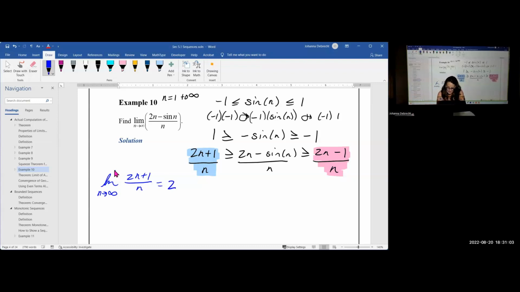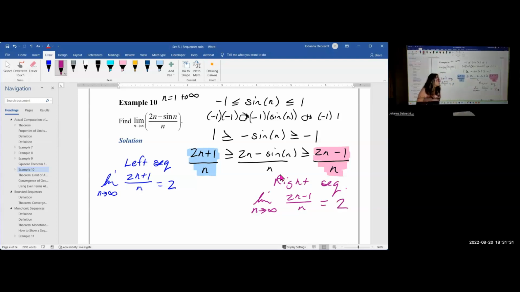And that's the limit on the left. So this is the left sequence. And now we want to take a look at the right sequence, the one that is highlighted in pink. If I were to take the limit of that sequence as n goes to infinity of (2n minus 1) over n, notice that because of the nature of that formula, I still get 2, which means that the limit of the sequence on the far left and the limit of the sequence on the far right are the same. Therefore, by the squeeze theorem, the limit of the sequence in the middle must also go to 2.